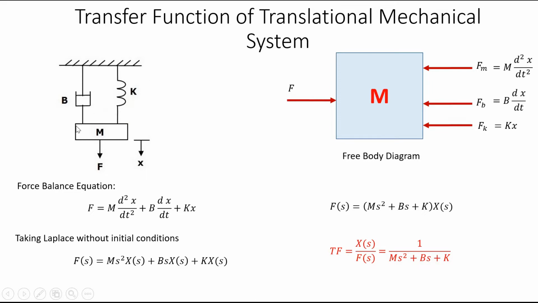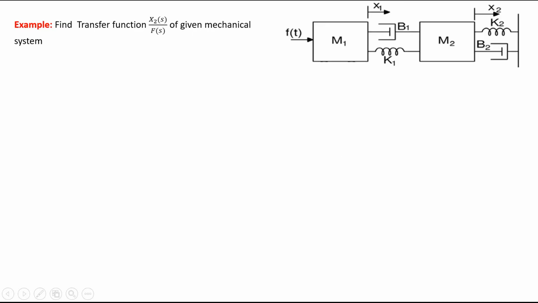Here the system is very simple, only one mass. If there are a number of masses, we have to draw the free body diagram of each mass m1, m2, m3, and write the force balance equation for each. For example, consider this mechanical system. There are two masses m1 and m2, and f(t) is the input applied force, applied on m1. The displacement of m1 is x1 and of m2 is x2. We are taking x2 as the output, so the transfer function is X2(s)/F(s).